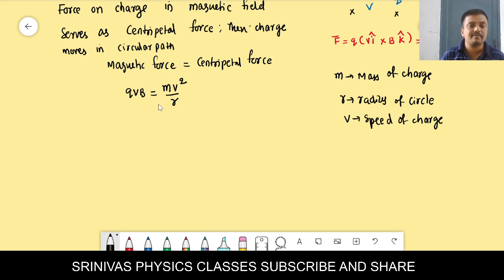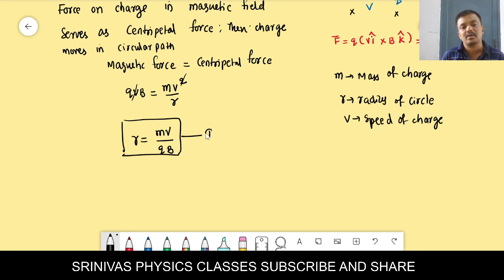If we simplify it, v will cancel, and r to the left side, qB to the right side, we get r is equal to mv by qB. This is equation 1, you should remember it. r is the radius of the circular path, the radius of the circle along which the charge moves.